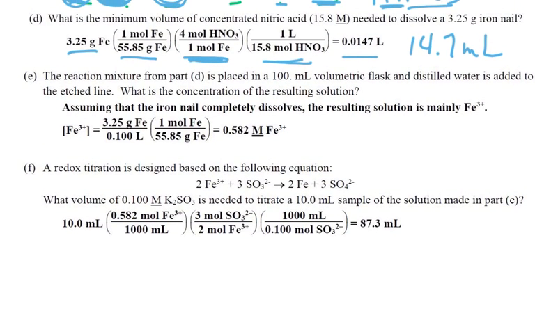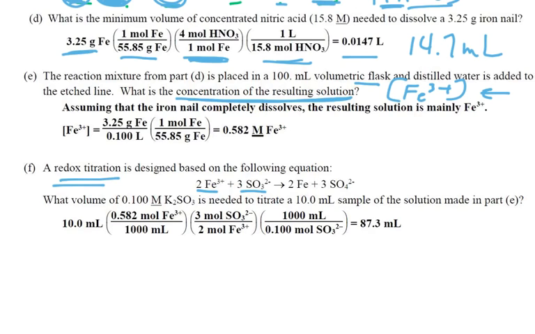Now, when we get to part E, the reaction mixture now is placed in a 100 milliliter volumetric flask, just like we did in the lab, and distilled water is added up to that etched line. So what's the concentration of the resulting solution? Now, this is a pretty vague statement, okay, what's the concentration in terms of what? And what I really meant, I should have said Fe, what's the concentration of Fe3+, because we're about to do a titration, and that titration we're talking about, if I have this much iron, how much sulfite am I going to need? So I'm really interested in the iron concentration, and if we put this on another test, we're going to make it more clear and say Fe3+.